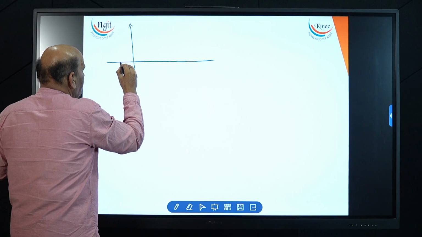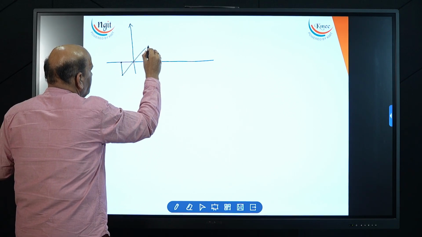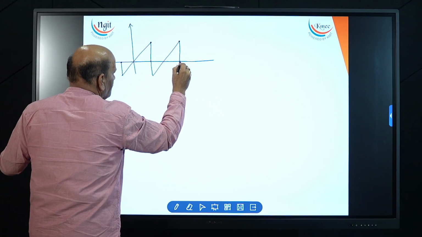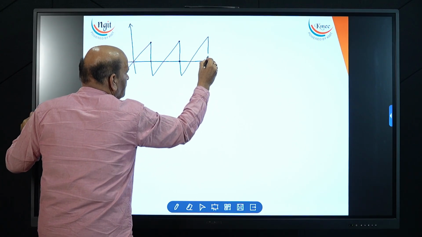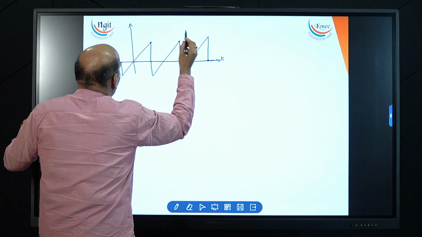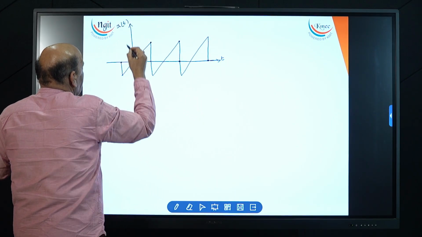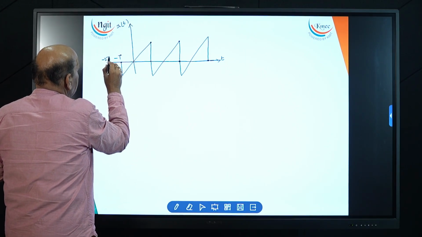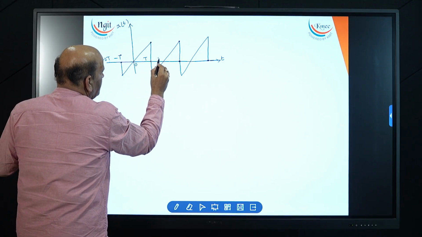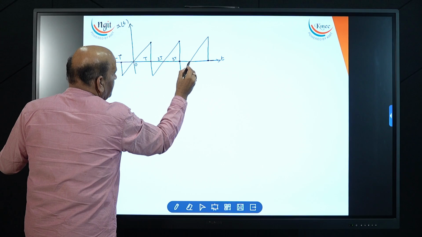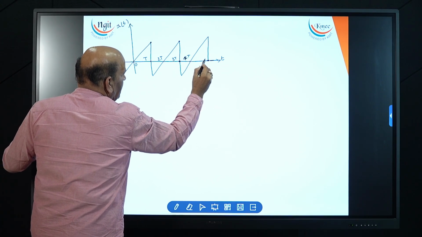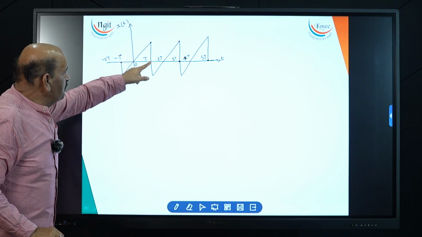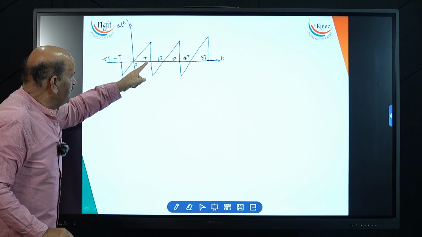Look at this waveform, it follows like this. Find the Fourier series of this one. This is equal to minus 2T, minus T, 0, T, 2T, 3T, 4T, here it is 5T, like that. Now just look, between minus 2T to minus T, the same wave is being repeated.